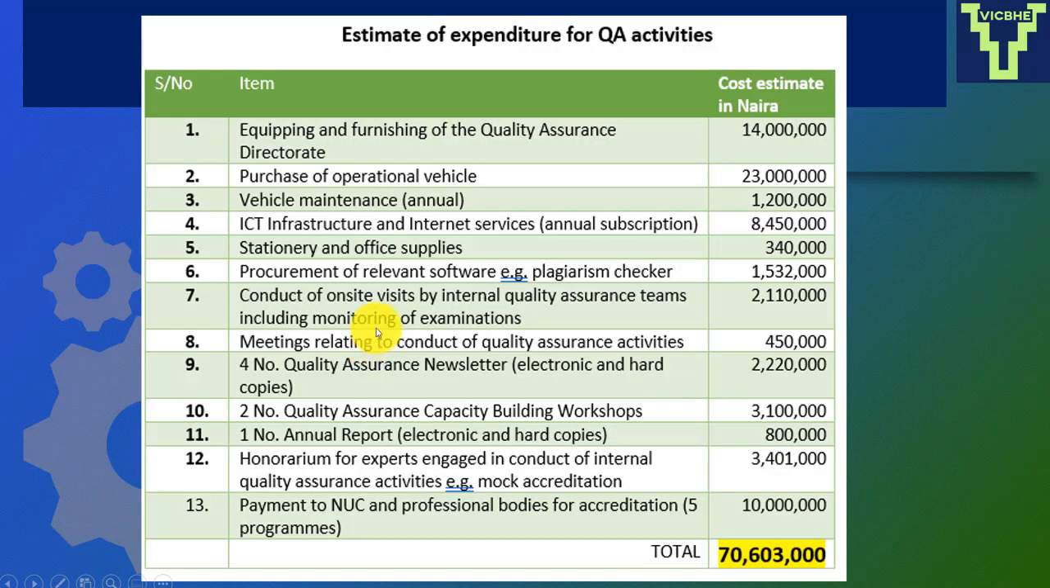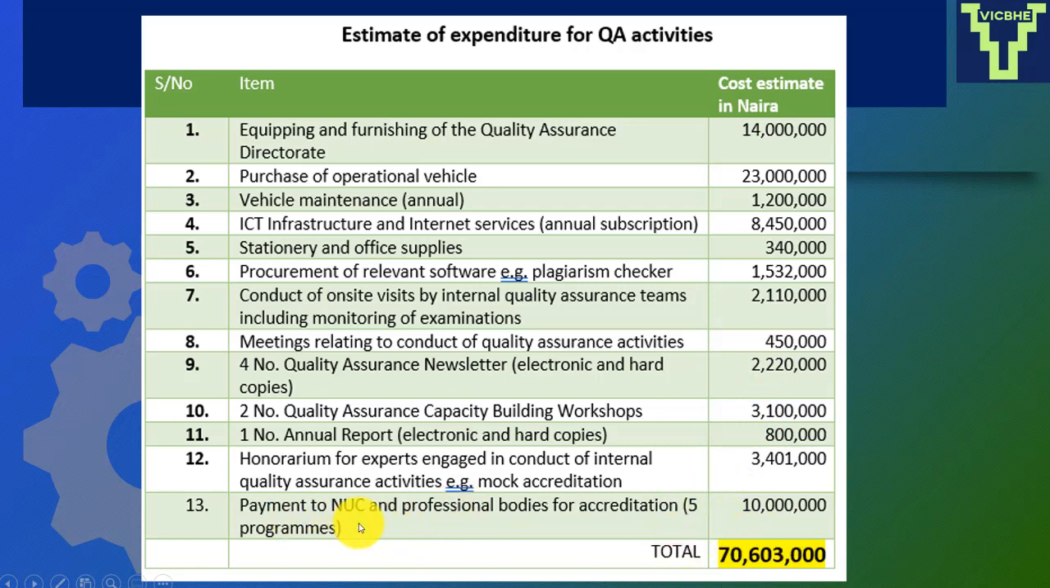So my own estimate is this, working with my experts: equipping and furnishing of the Quality Assurance Directorate, about 14 million. Purchase of operational vehicle, 23 million. You've got to buy a new vehicle, and because of the exchange rate of the naira to the dollar, it's rather steep now. So this is the setup cost. Maintaining the vehicle annually, servicing and fueling, 1.2 million. ICT infrastructure, annual internet subscription, 8.4 million. See all of this, totaling.